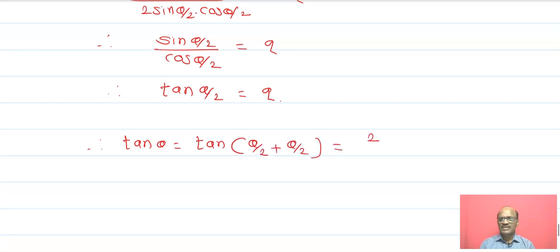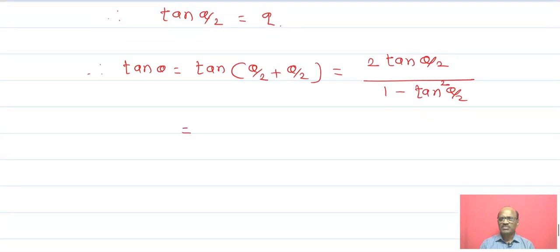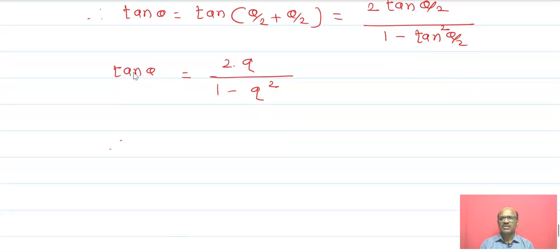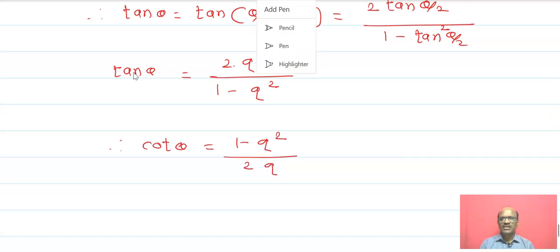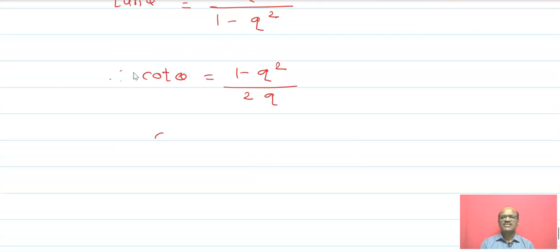Now see this, tan theta means what? Tan of theta by 2 plus theta by 2. And now expansion of the tan of A plus B. Tan of A plus B means what? Tan A plus tan B upon 1 minus tan A into tan B. Now in this case you are getting 2 tan of theta by 2 upon 1 minus tan square theta by 2. That is, the tan theta is equals to 2Q upon 1 minus Q square. But what is the cot theta? It's a reciprocal. That is, the cot theta is equals to 1 minus Q square upon 2Q.